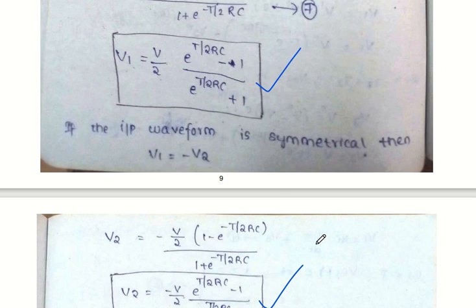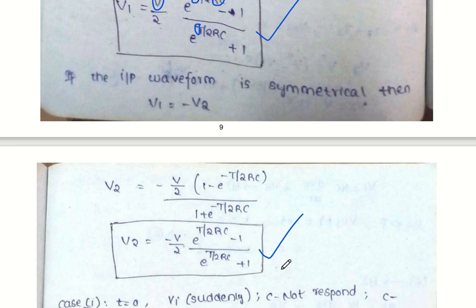If you know the values, T means the total time period of the input signal, R and C values are the resistor and capacitor used in the circuit, and V is the amplitude of the input signal. If you know these four values, R, C, T and V, by substituting those values here, you can get the value of V1, and similarly you can get the value of V2. And by using these two values, you can plot the output response very easily.